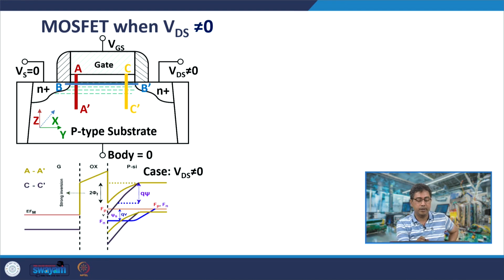So, in that case, what would happen to the quasi-Fermi levels and the band bending? As you can see here, the band bending along A prime from bulk to the silicon dioxide interface, suppose it was some value 2 phi f, we will come to 2 phi f later again. At the drain edge of the channel, that is along C C prime, it is now 2 phi f plus V. So, as you can see, it is 2 phi f plus V. This has now increased.